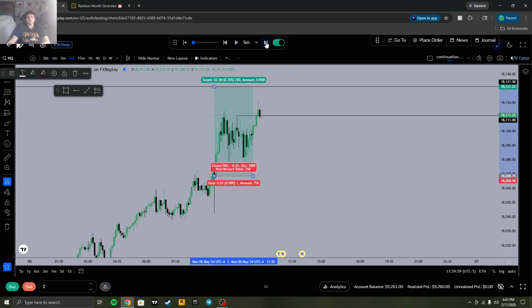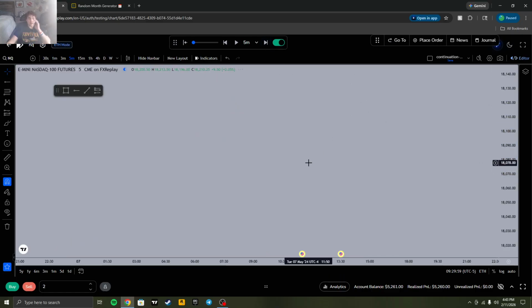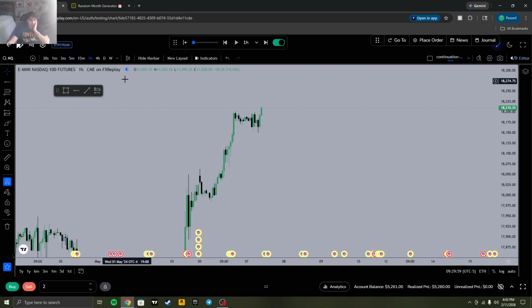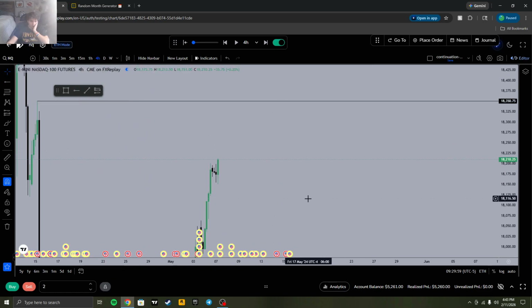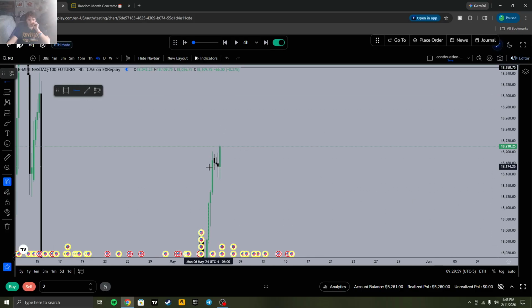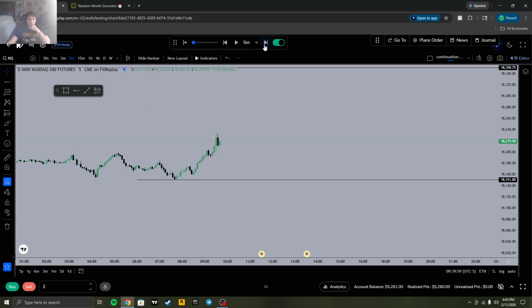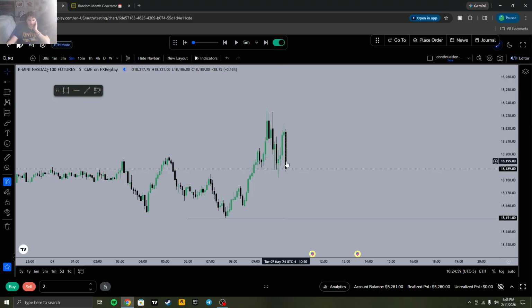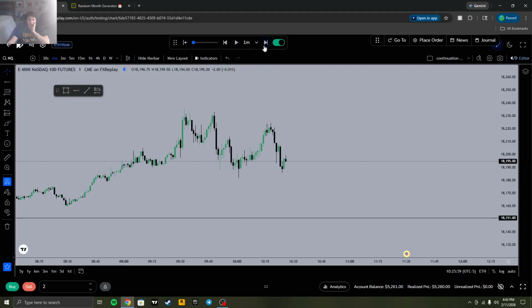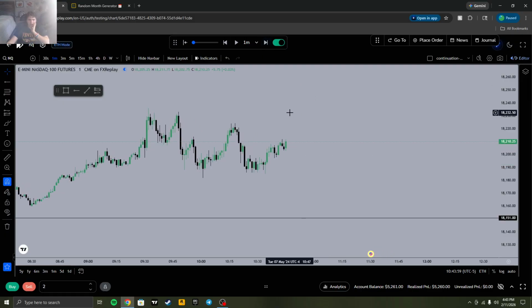I mean, holy shit. It's just like, bro, what are we doing? Okay, so this looks pretty solid. We have this draw on liquidity up here that price is clearly trending towards. We do have this low that we set overnight in this 4-hour gap. Okay. So yeah, this looks like a range.